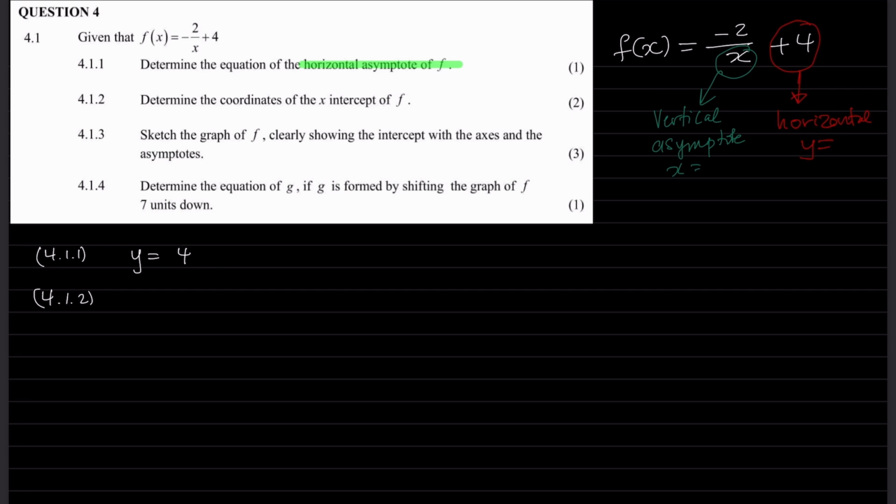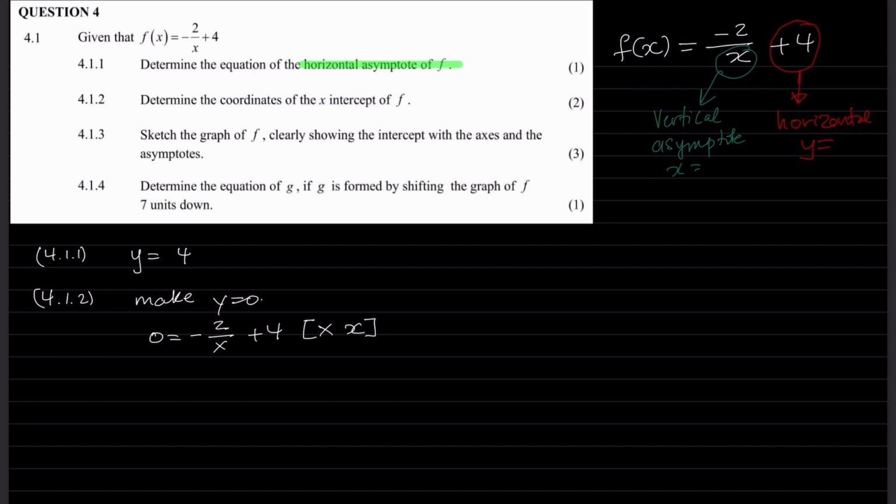Question 4.1.2, determine the coordinates of the x-intercept. Now, whenever you are solving for any function, if you want to solve for the x-intercept, you make y 0. So my equation is 0 is equal to minus 2 over x plus 4. Now, what I want to do here is multiply this whole thing by x, because I have x in the denominator here, and so I want to get rid of that.